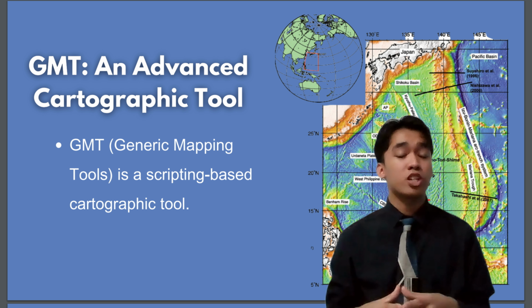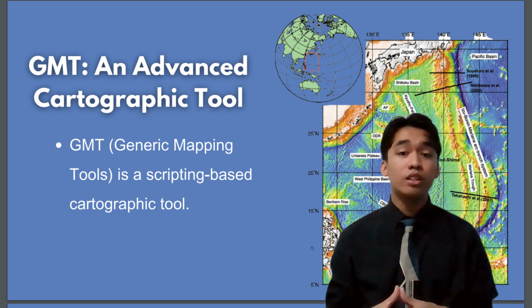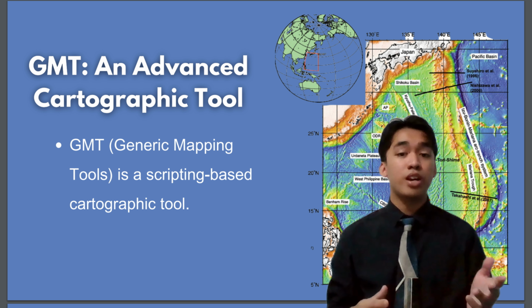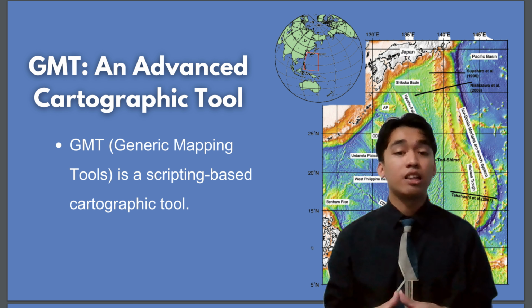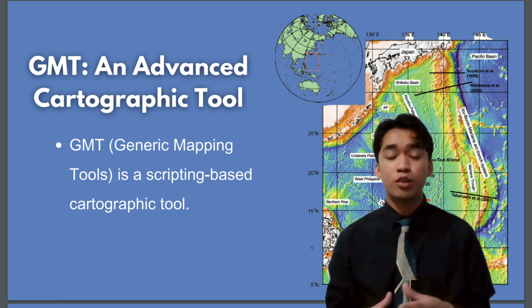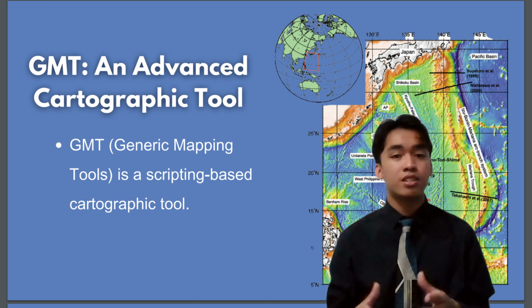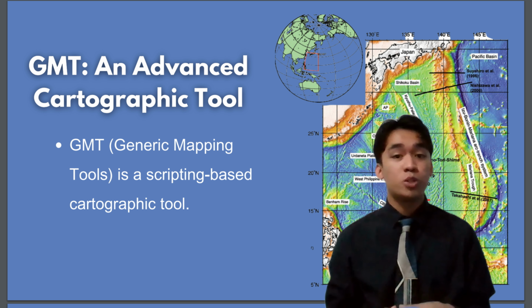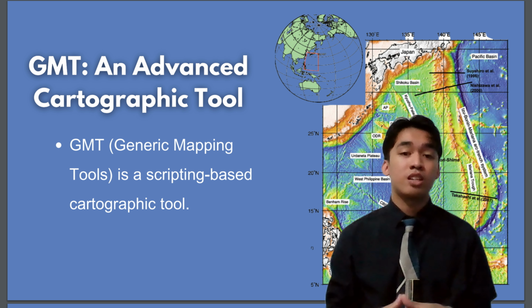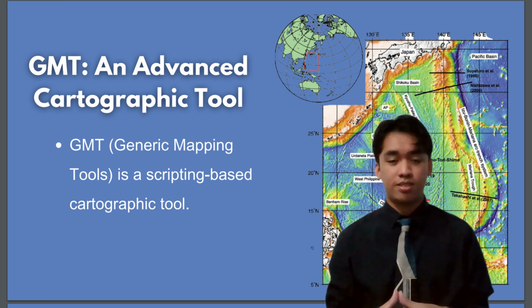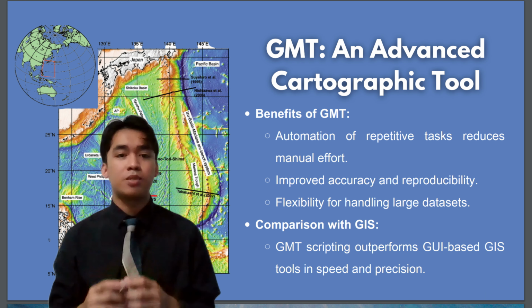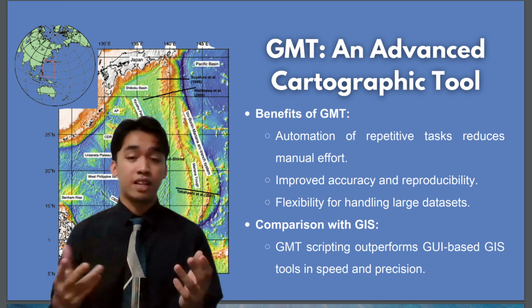Now let's take a moment to explore GMT, the tool that underpins this study. GMT is a powerful open source tool designed to automate map creation through scripting. Unlike traditional GIS software that relies heavily on graphical interfaces, GMT uses command line scripts to generate maps, which makes it highly efficient for processing large and complex datasets. In the context of geophysical mapping, GMT excels because of its modular design and flexibility.